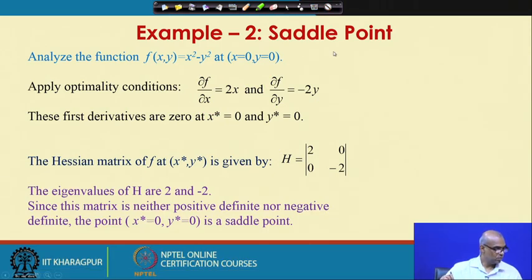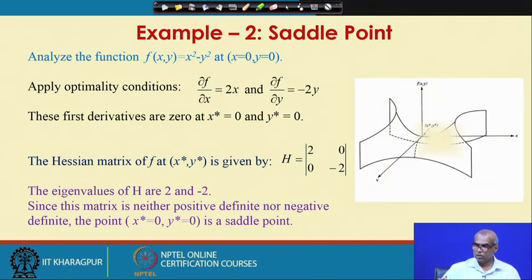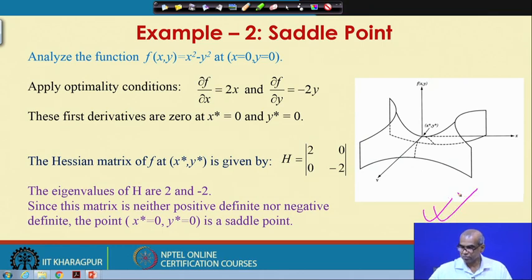If you see the plot of the function, a 2D plot, this is what it looks like. It looks like a horse saddle, and that is why the name comes, saddle point.